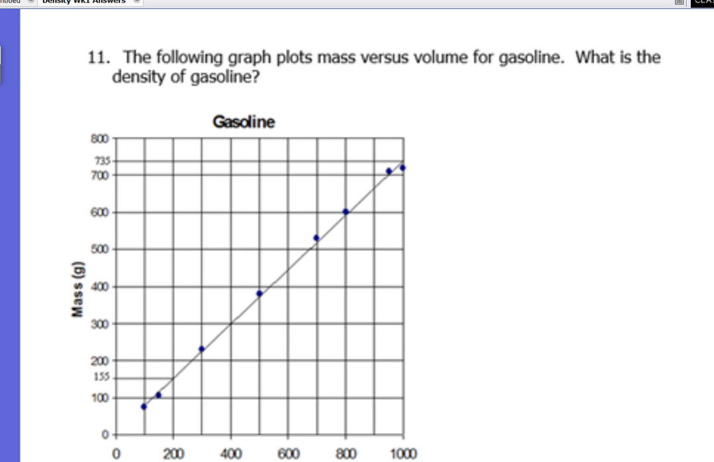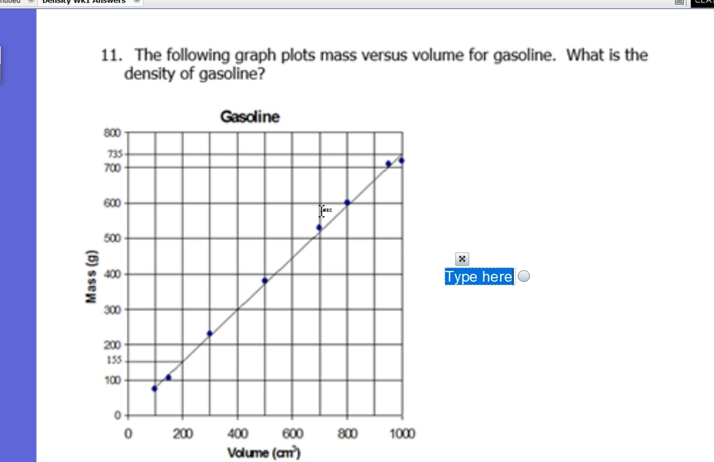Ooh, so this one's interesting. The following graph plots the mass of gasoline against volume. What is the density of gasoline? So you could pick a couple different spots. A lot of people like to pick this one here, which says 155 and 200. So you could do the mass of 155 over 200, because that would be the mass over the volume. That would work. I like this spot up here also because the dot hits an intersection. So you could say 600 for the mass over 800 for the volume.